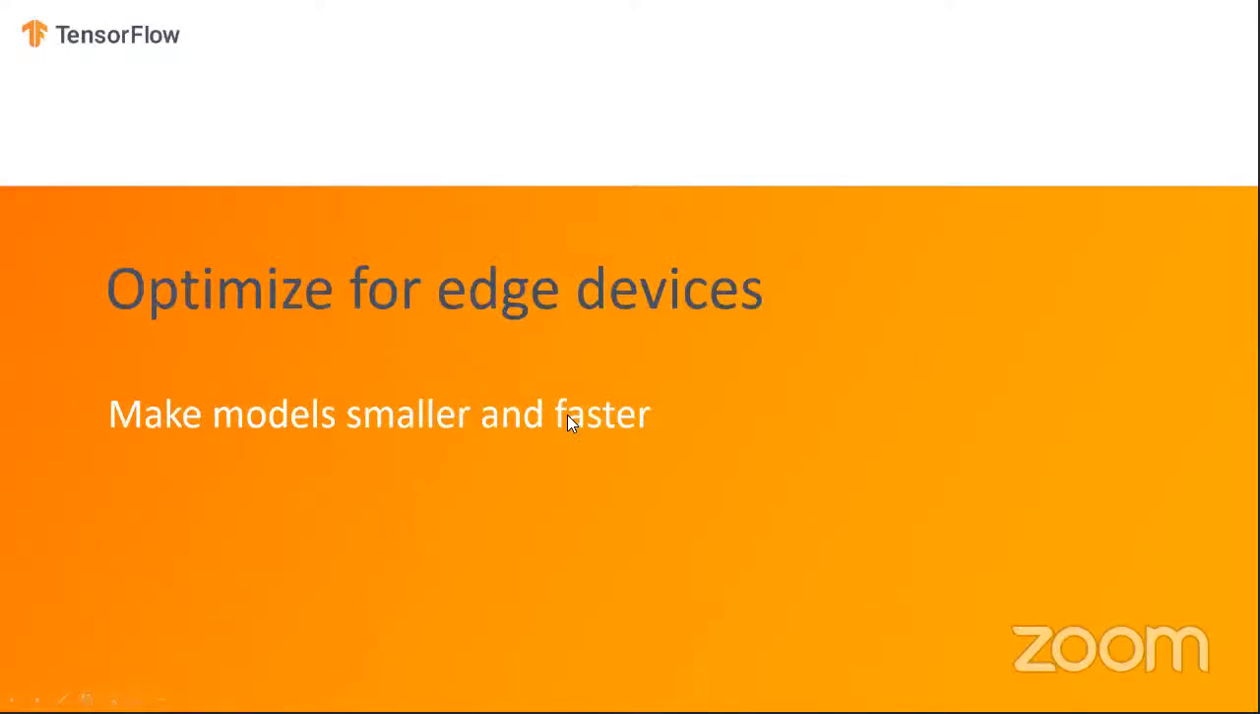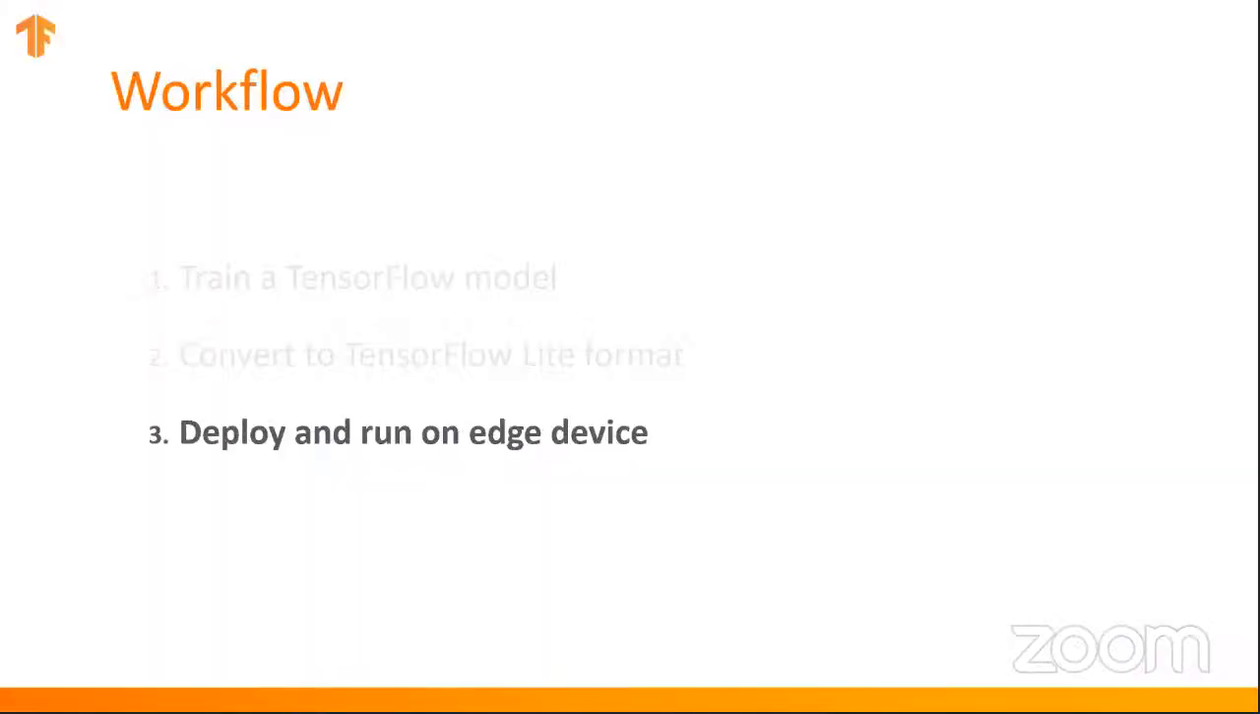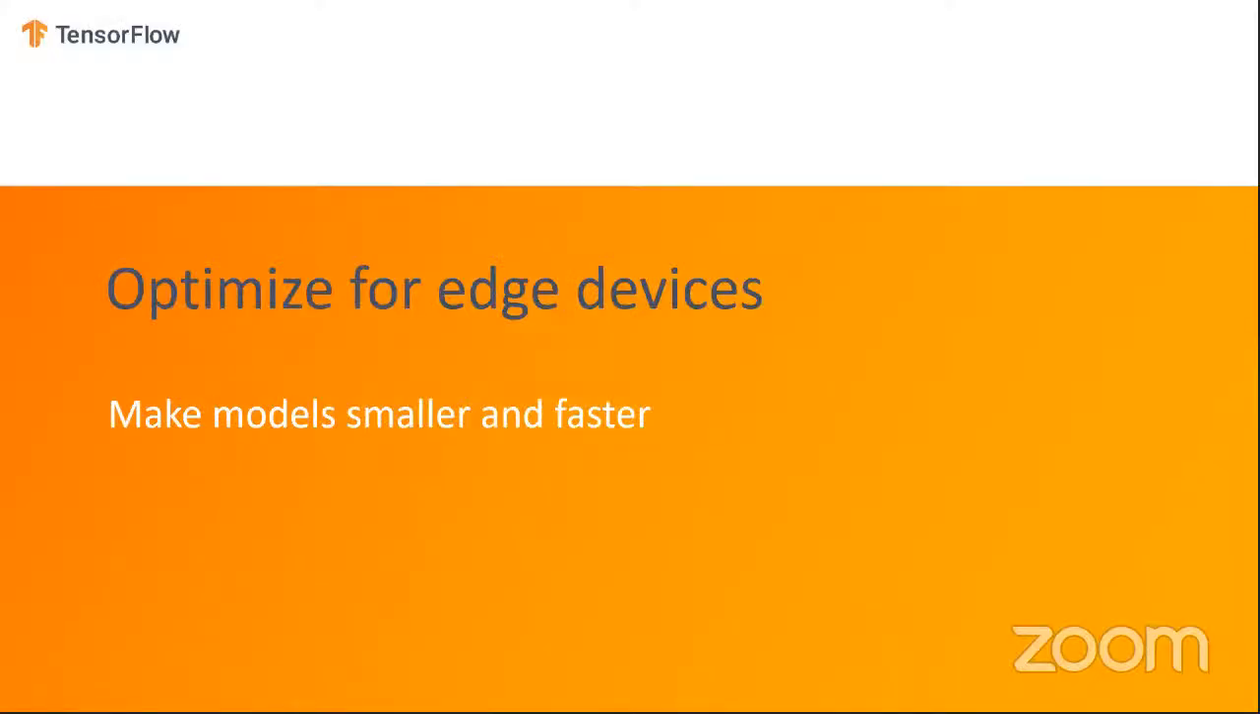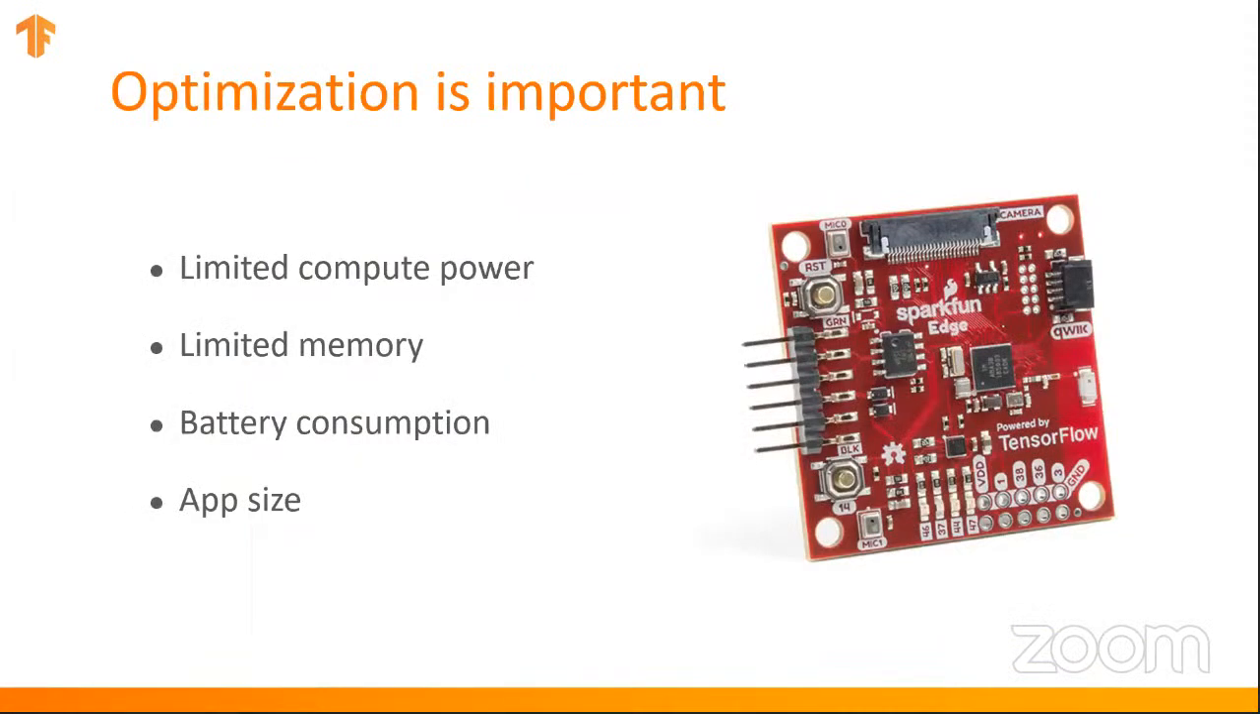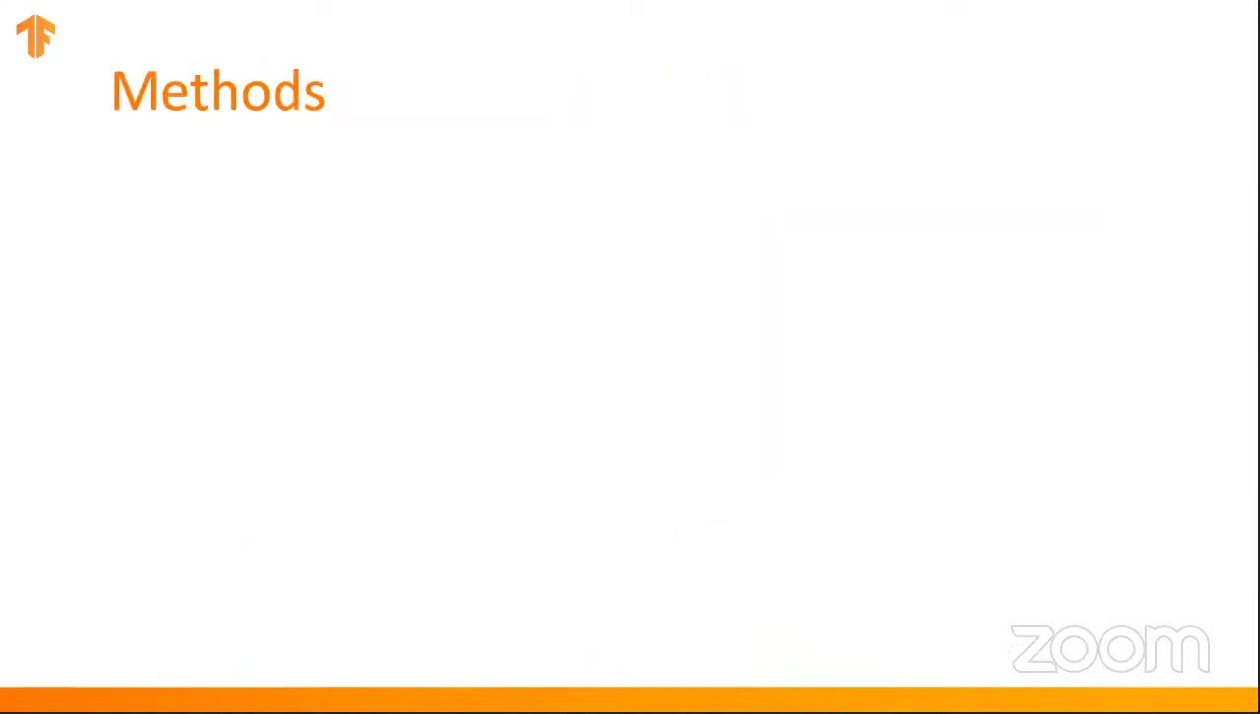And next is optimized for edge device. We will not focus on the Android and iOS stuff, that's been quite popular these days. But let's come to the embedded device. Embedded devices have very limited compute power, very limited memory, battery consumption since they're operated by battery, and app size. Modern chips have like 32 KB of flash memory and a few bytes of RAM, and run on megahertz, not gigahertz. It's a single chip.